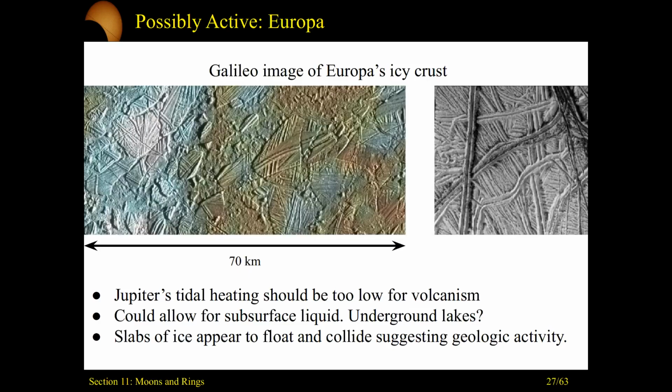Another thing about Europa is that, yes, its interior can be heated by tidal frictions, but it's not enough for volcanic activity. But it could allow for underneath the surface of Europa to be liquid, meaning that there's potentially underground lakes underneath the crusty surfaces of Europa.